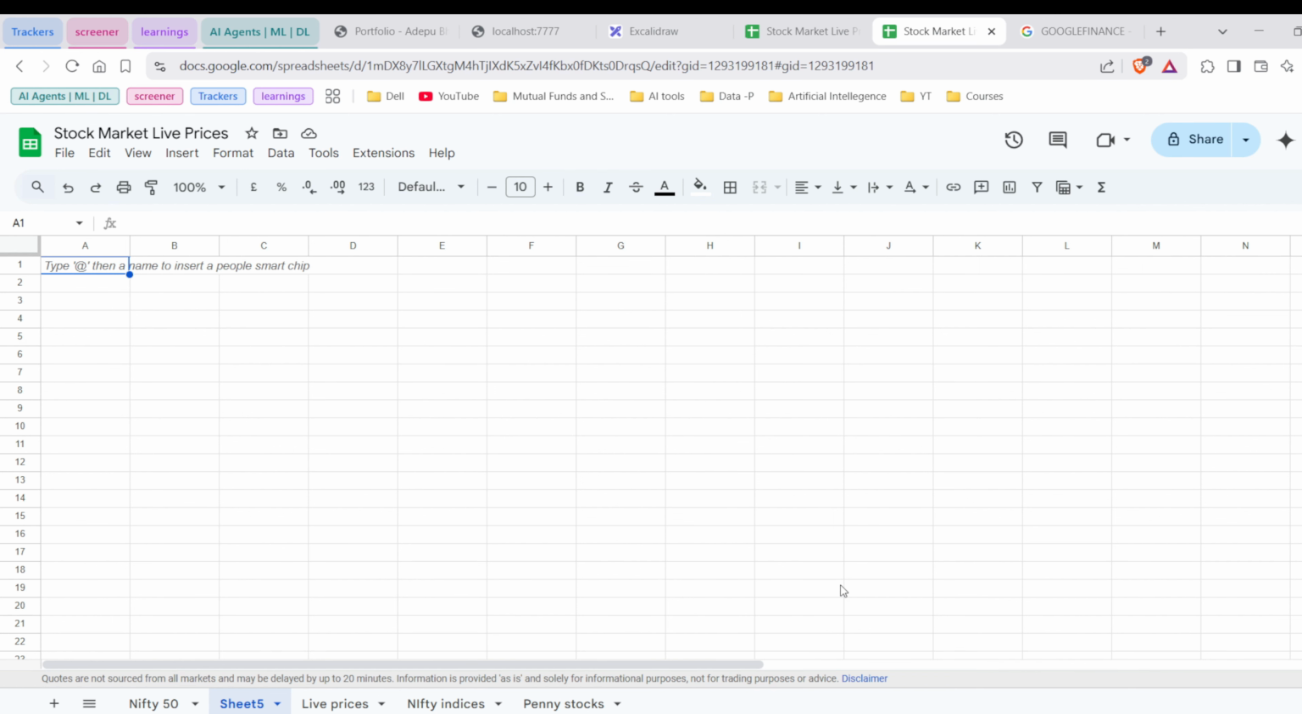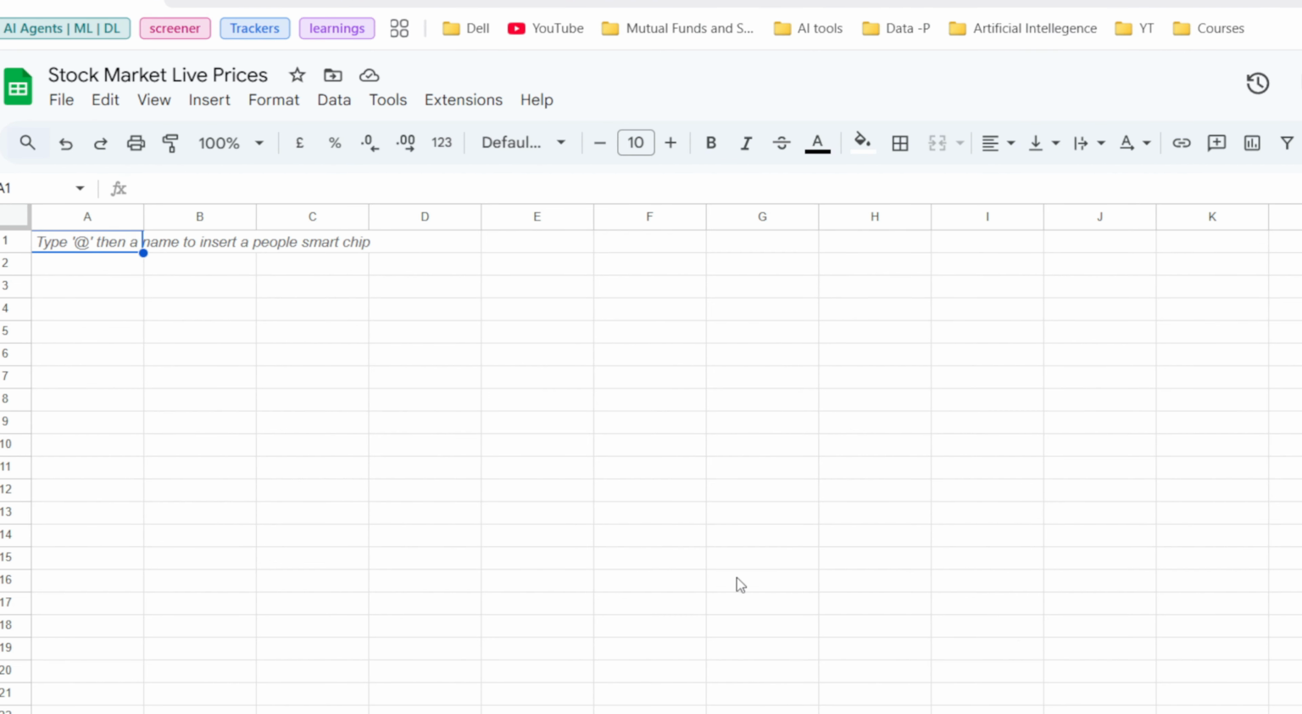So open your Google Sheet and then create a new sheet like this. Name it as live stock prices. Right? So now we have to set up a few columns. For example, company name, stock symbol, sector, the sector of the stock, like whether it is finance or IT, like that.